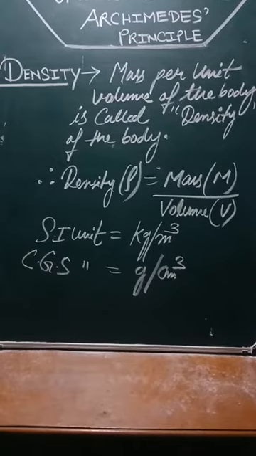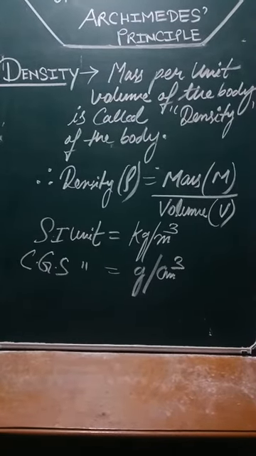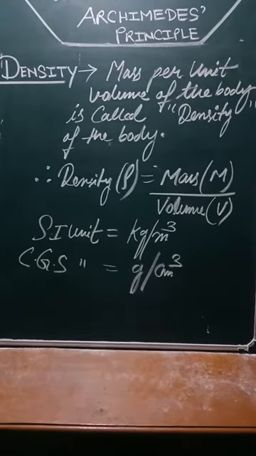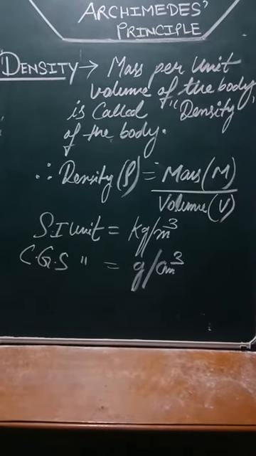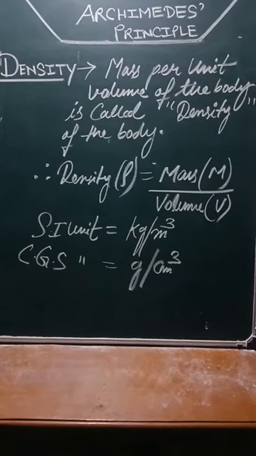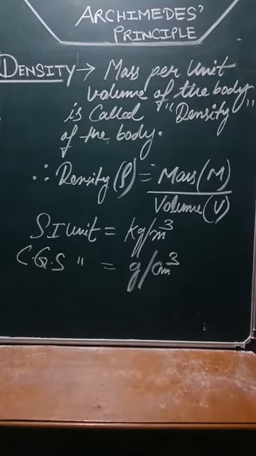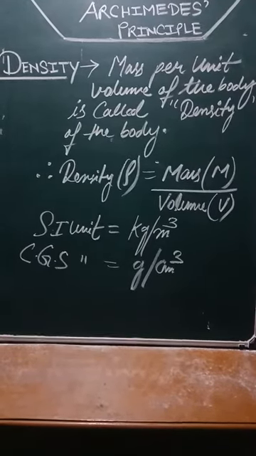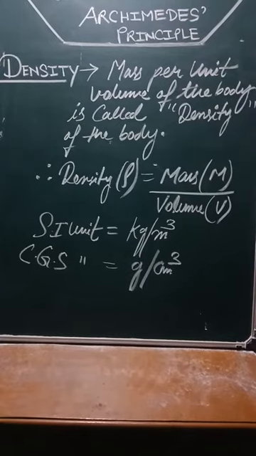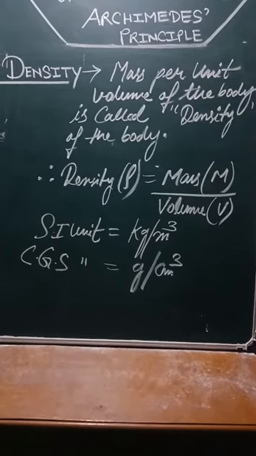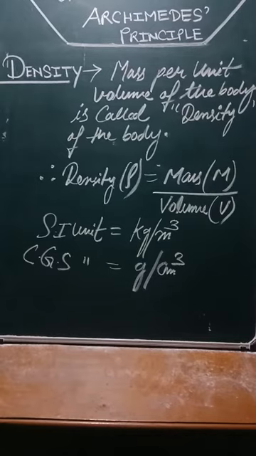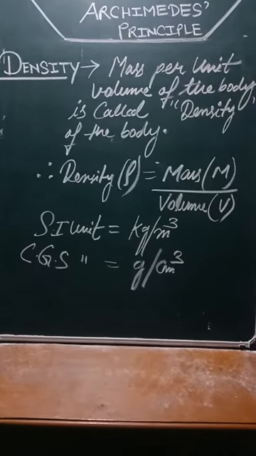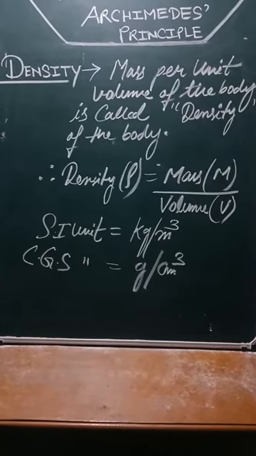Now, the factors affecting density, if the question comes, then what will you write? The density is directly proportional to the mass of the body. It means if the body's mass increases, then the density of the body will also increase. Whereas if the volume of the body increases, then the density of the body will decrease. It means the density is directly proportional to the mass of the body, whereas it is inversely proportional to the volume of the body.